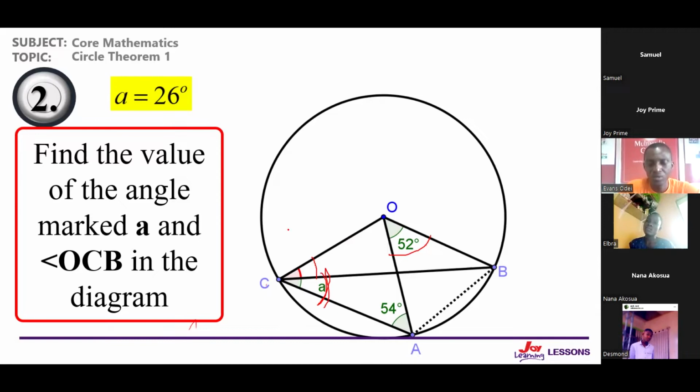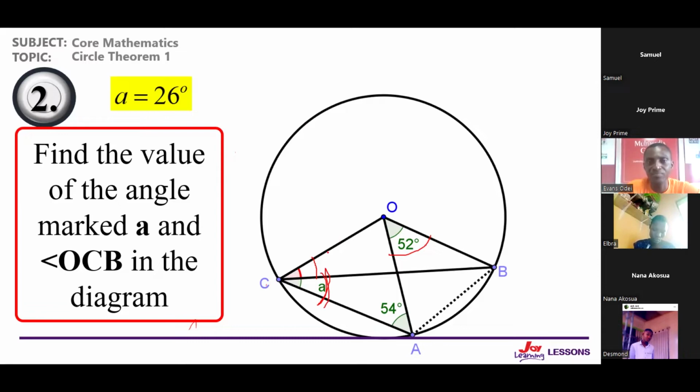Where are you from? I mean the name of your school. Achimota. Oh, okay, that's great. All right, so your answer came as 27, is that what you said? Yes, sir. Okay, great.